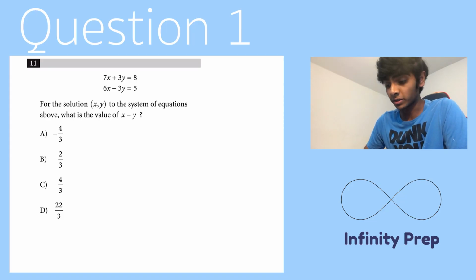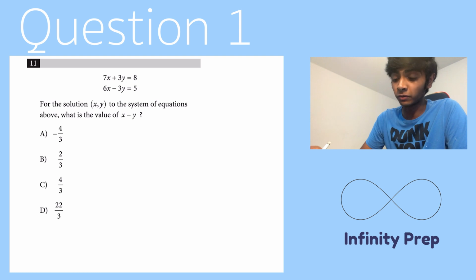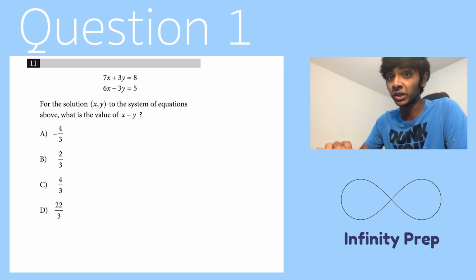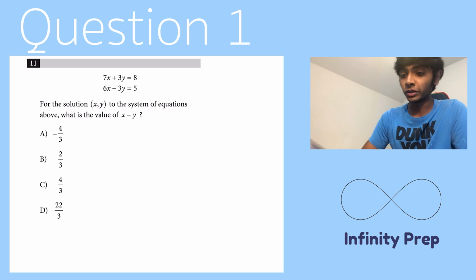Number 11 says that for the solution x, y to the system of equations above, what is the value of x minus y? Now, your first thought might be, okay, let's use the elimination method, or let's use the substitution method. And while these methods are fine and they'll get you the answer, there's a much quicker way to solve this. So I'll show you this here.